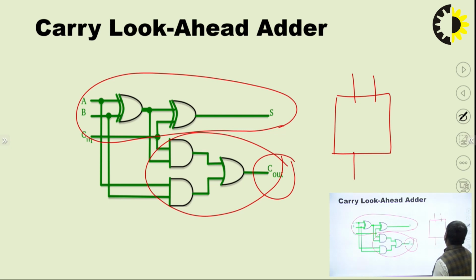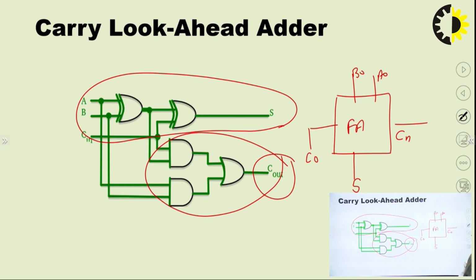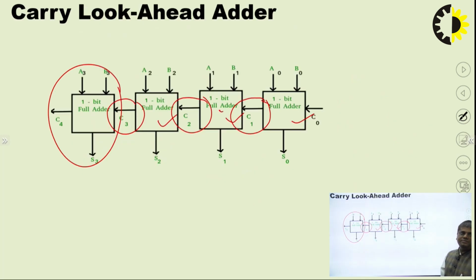This is the block diagram of the full adder. This is A0, B0. Now this is the sum, this is the carry in, and that is the carry out. This is the functional diagram of the full adder. Now this is the carry in, this is the carry out, this is the carry in, and now this is the carry out.